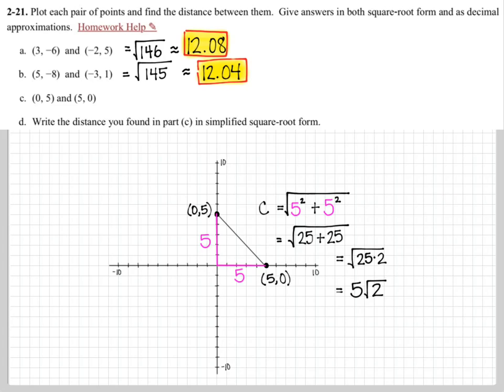And that's the simplified radical form, or the square root form. You need to find what that is, decimal approximation. It's approximately 7.07. And so there's the answers, and I put it up here with the problem as well.